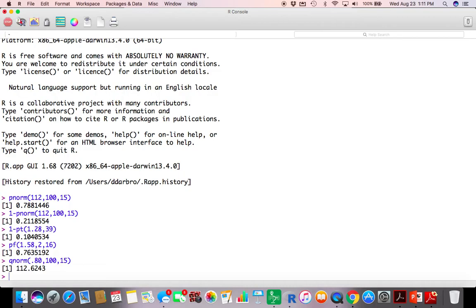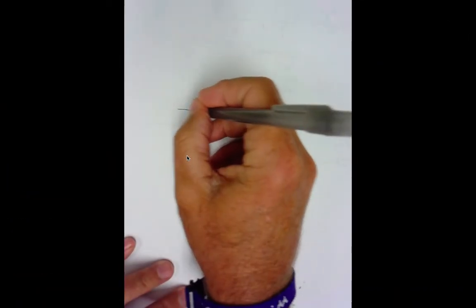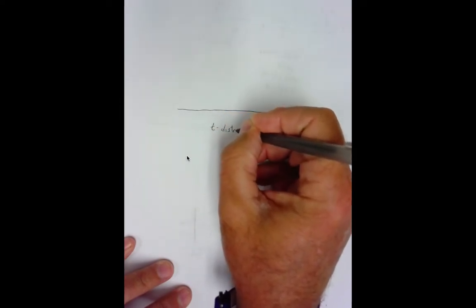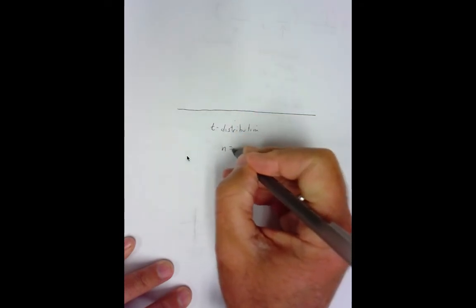Now, switch it up a little bit. We have a t distribution. Sample size is 65.